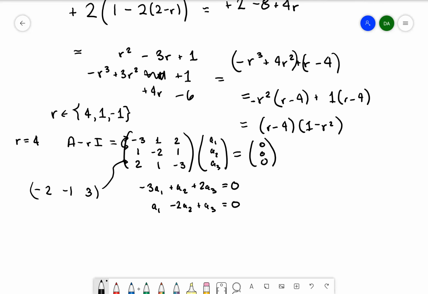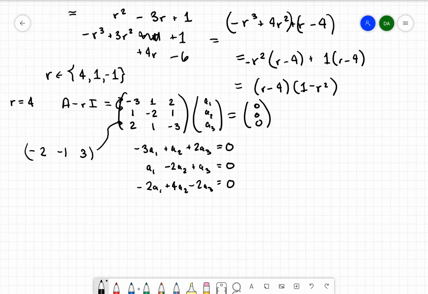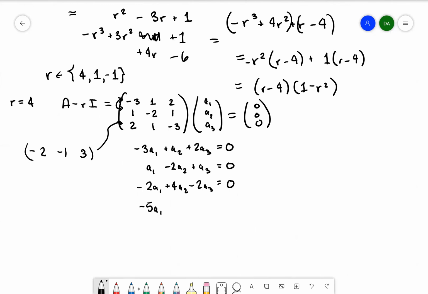So I'm going to multiply the second one by negative 2, and I'll get negative 2a1 plus 4a2 minus 2a3 is equal to 0. And then I'll add the first and the third one to get minus 5a1 plus 5a2 is equal to 0. And this allows us to say that a1 is equal to a2 just by doing a little bit of algebra there.